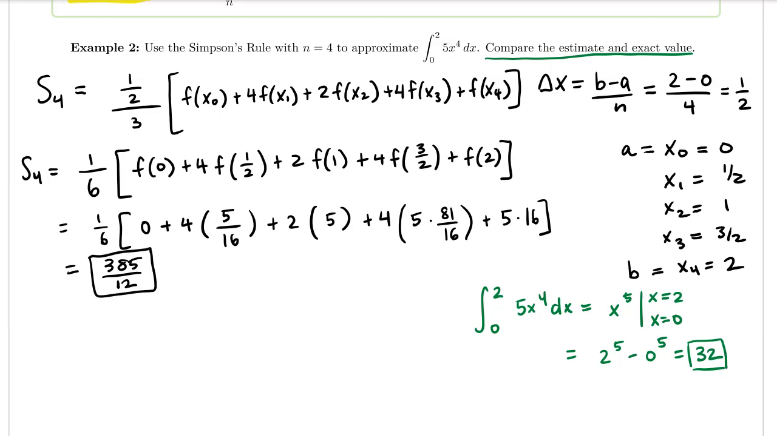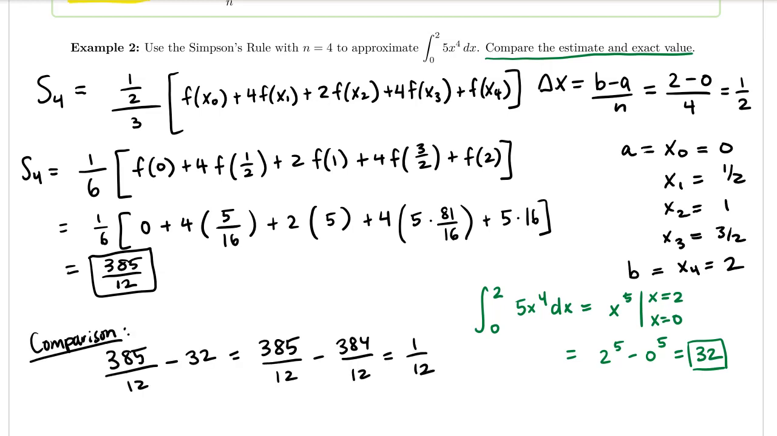And so we want to compare the results, so let's subtract. I went ahead and did the comparison. Here is our approximation using S sub 4, and this is our exact value. And so our approximation is 1/12 larger than our exact value, which isn't terrible.